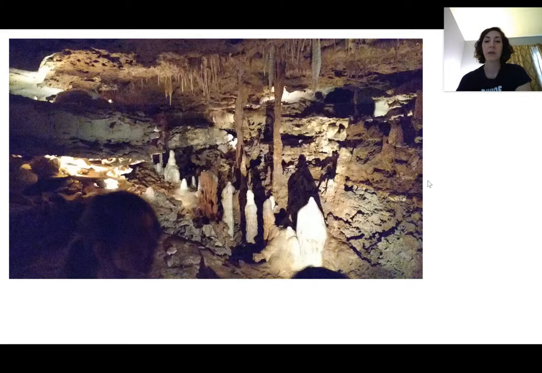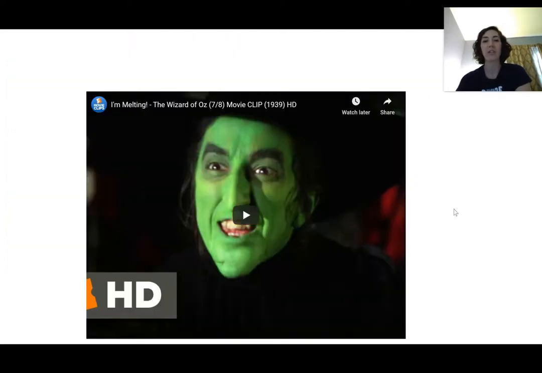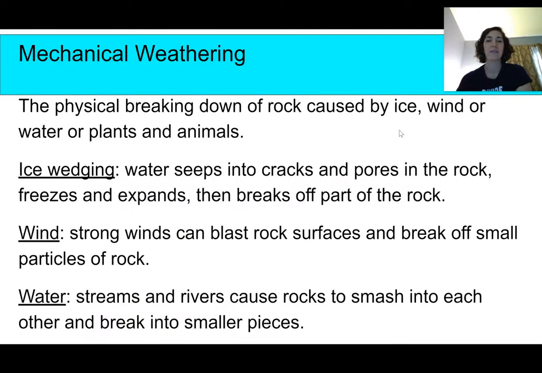So here is a picture of not Longhorn Caverns, but Inner Space Caverns in the Waco area. So you can actually go visit these. They're really cool, and they are created by chemical weathering. I took this picture. This is a video. We're not going to watch it now, but you can watch this clip when you go through this on your own.